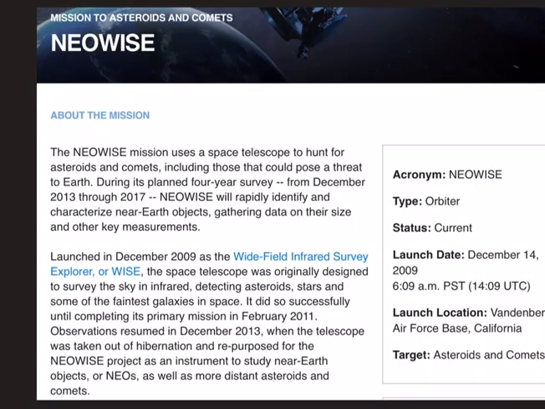And next we have NEOWISE, which was launched in December 2009 and uses a space telescope to hunt for asteroids and comets. So what it does is, it rapidly identifies and characterizes near-Earth objects, gathers data on their size and other key measurements in the infrared region. Well, please note here that the WISE in the word NEOWISE stands for Wide Field Infrared Survey Explorer.